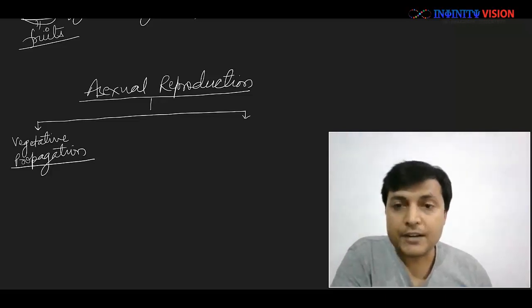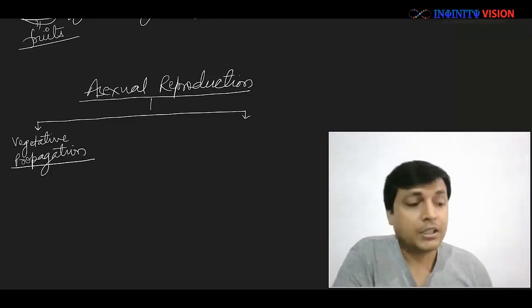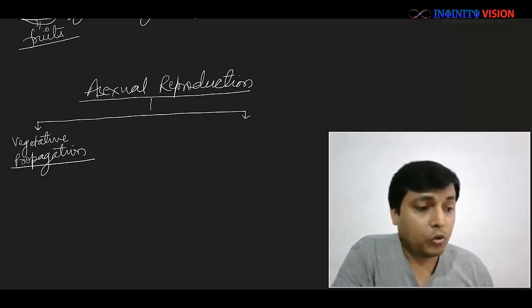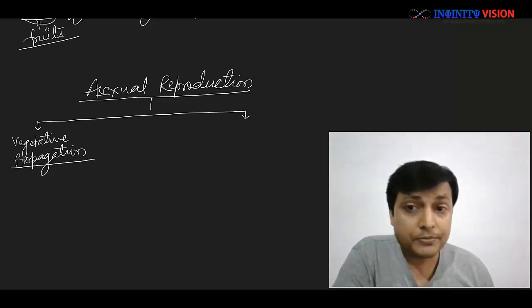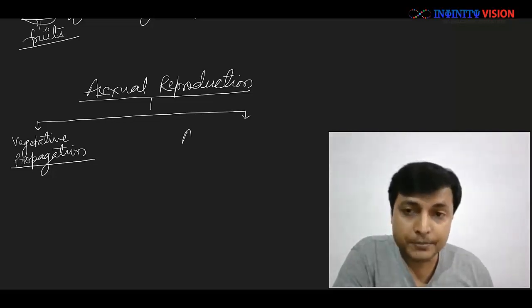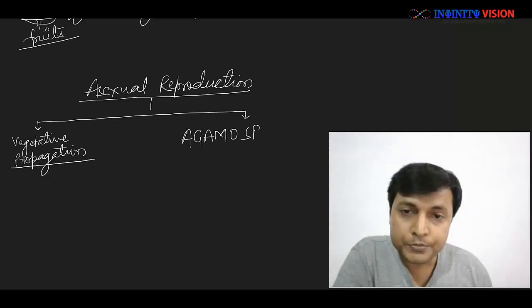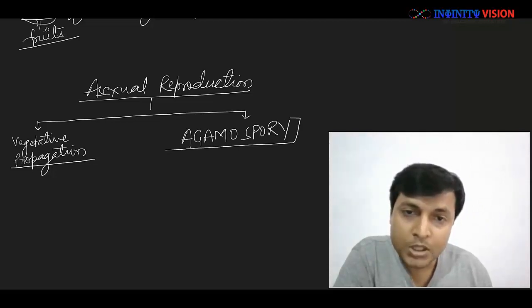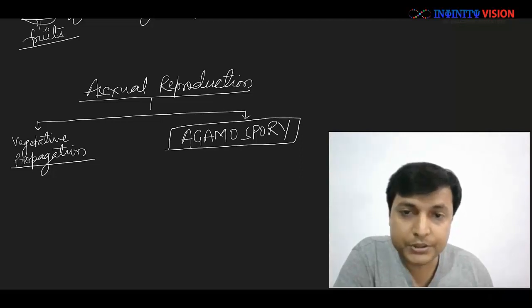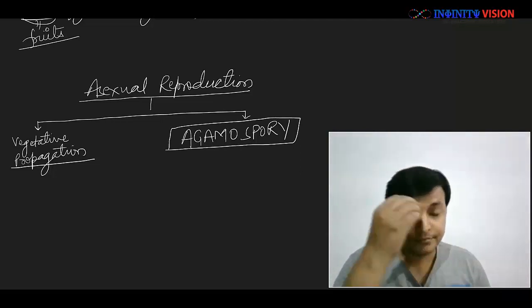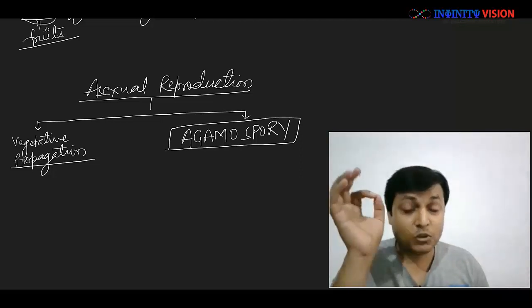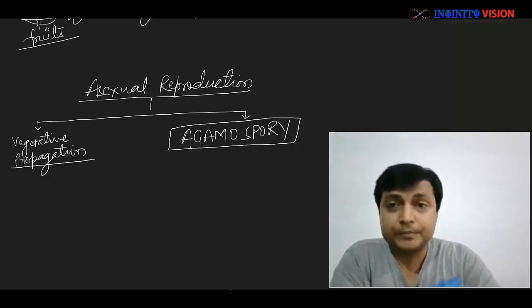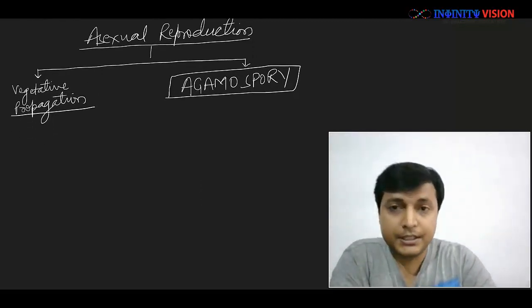Okay, now apart from vegetative propagation, plants may also use another method of asexual reproduction, and this method is called agamospory. Now this is very important. Okay, this is very important. Now what it is, let us see in detail.